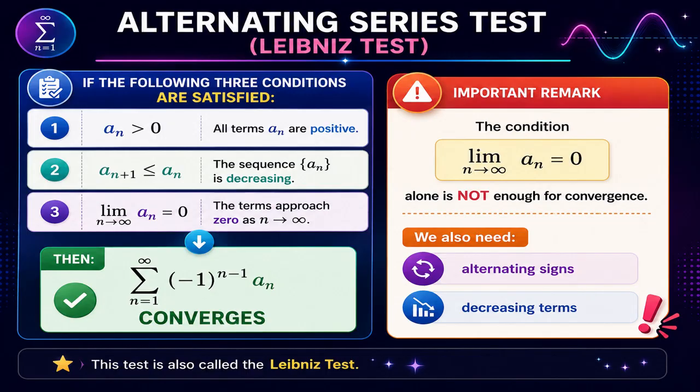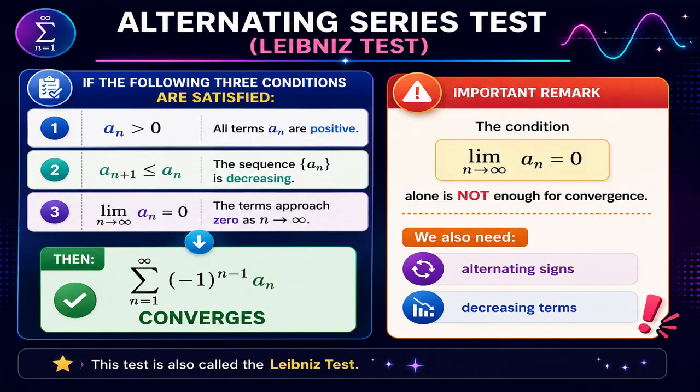First, the terms a sub n must be strictly positive. Remember, the alternating sign comes entirely from the power of -1. Second, the sequence of the terms must be decreasing, meaning a sub n plus 1 is less than or equal to a sub n for all n. And third, the limit of a sub n as n approaches infinity must equal 0. If all 3 conditions are satisfied, then the alternating series converges.